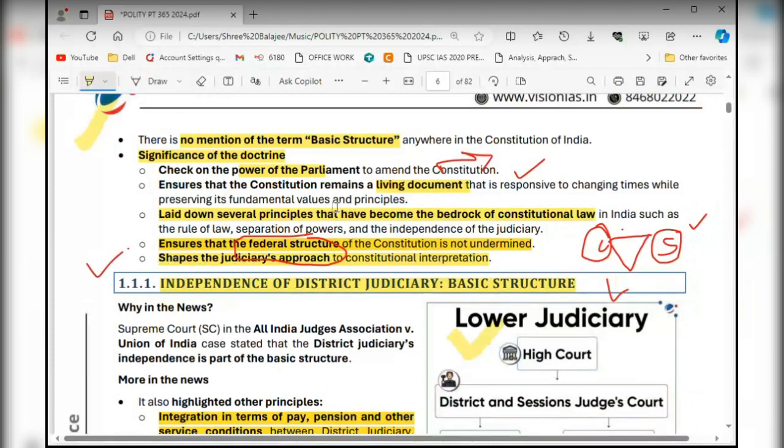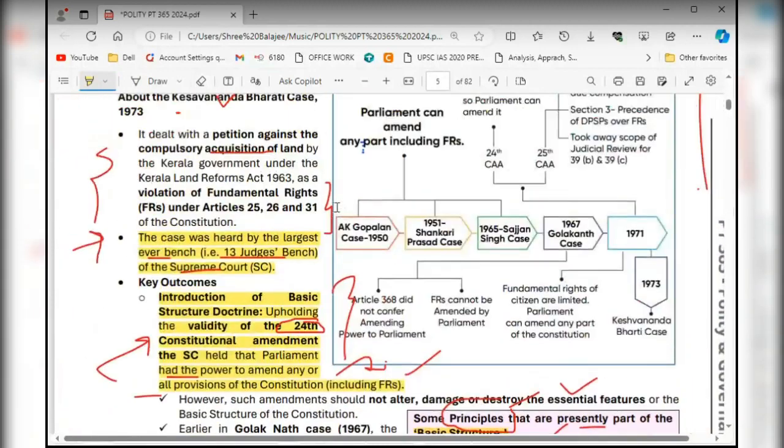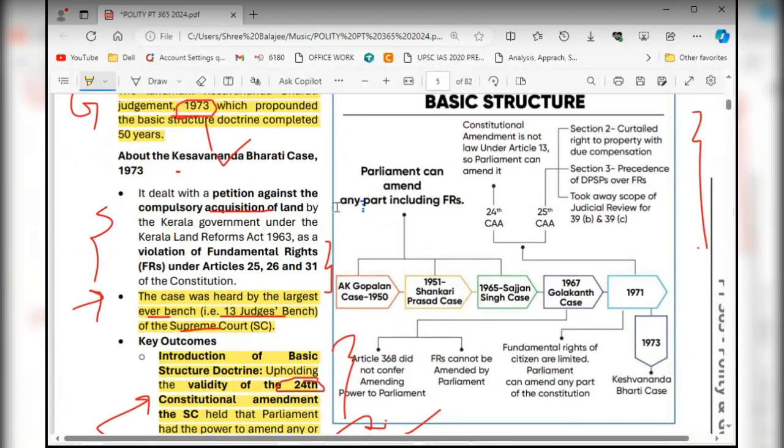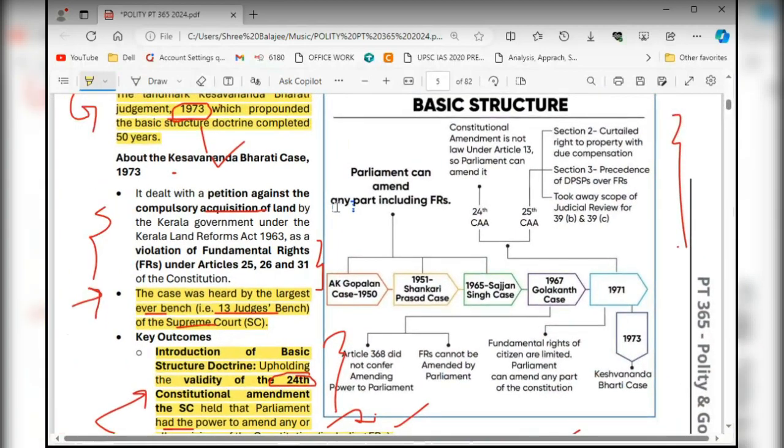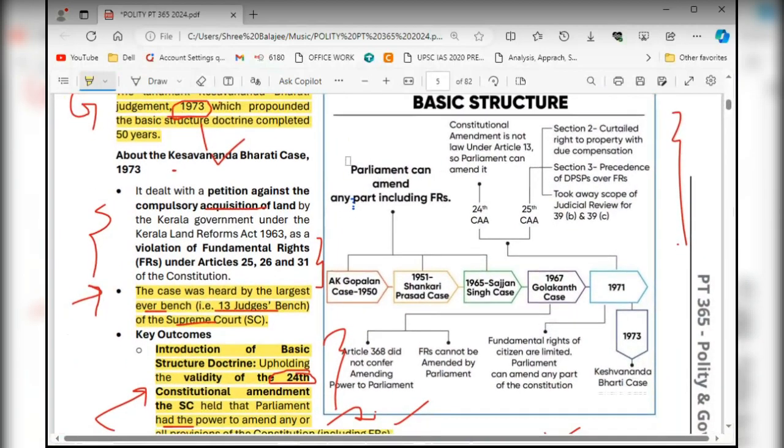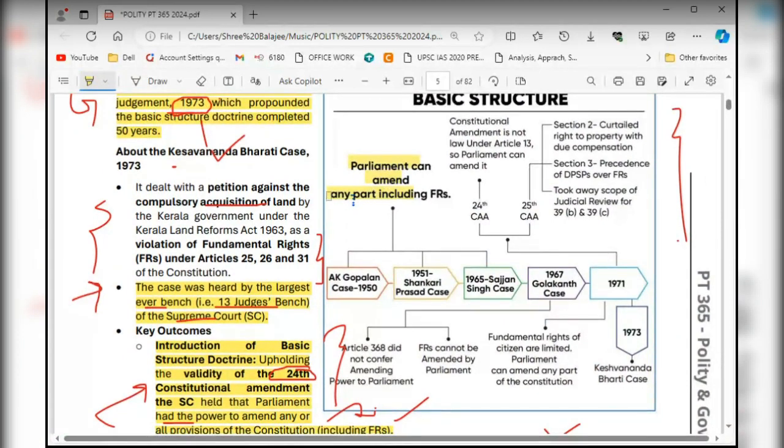Now, this was something about the basic structure, and we have one more section here. First of all, see how you have to trace this flowchart. Parliament can amend any part apart from the basic structure. They cannot amend the basic structure, meaning nothing in the basic structure can be changed, but apart from that, changes can be made to anything else.